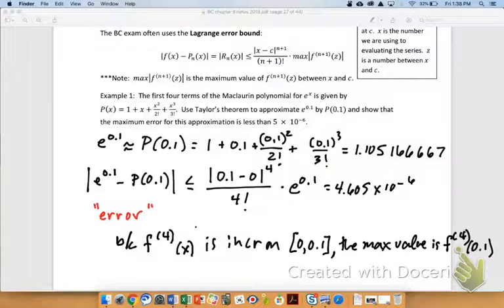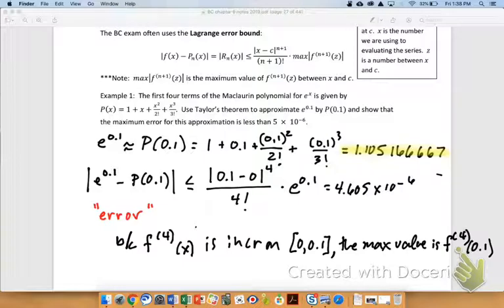Okay. Final thing I want you guys to do is this. Will you please, in your calculators, figure out what just e to the 0.1 is itself? E to the 0.1. And then once you figure out what that is, please subtract our approximation and see if the resulting number is less than even 4.605 times 10 to the negative 6th. It's 4.25. Ooh, close, right? But it's less, right?